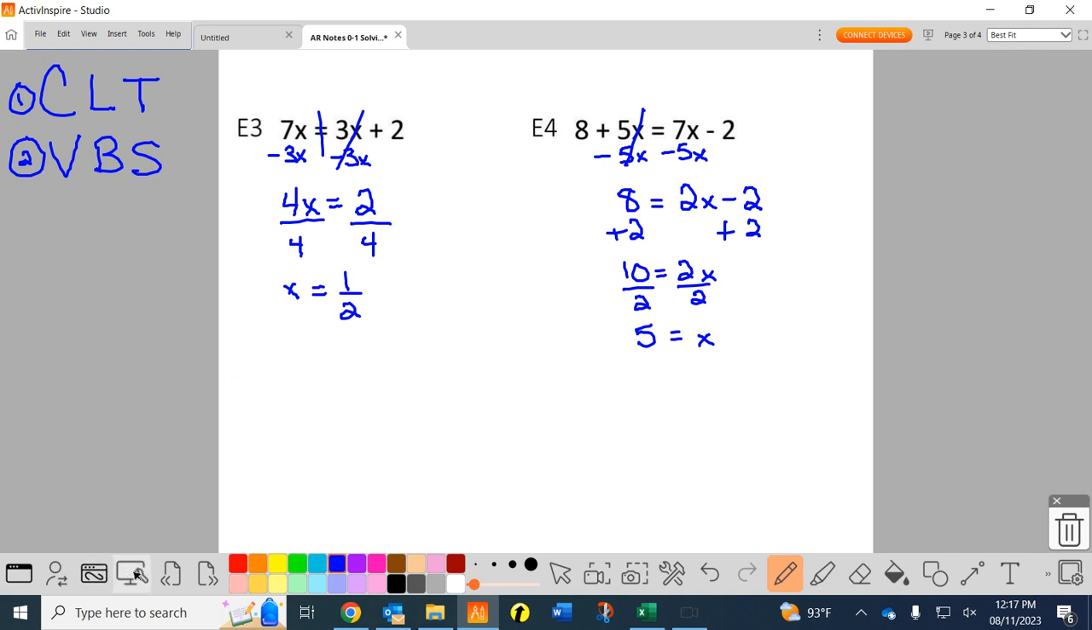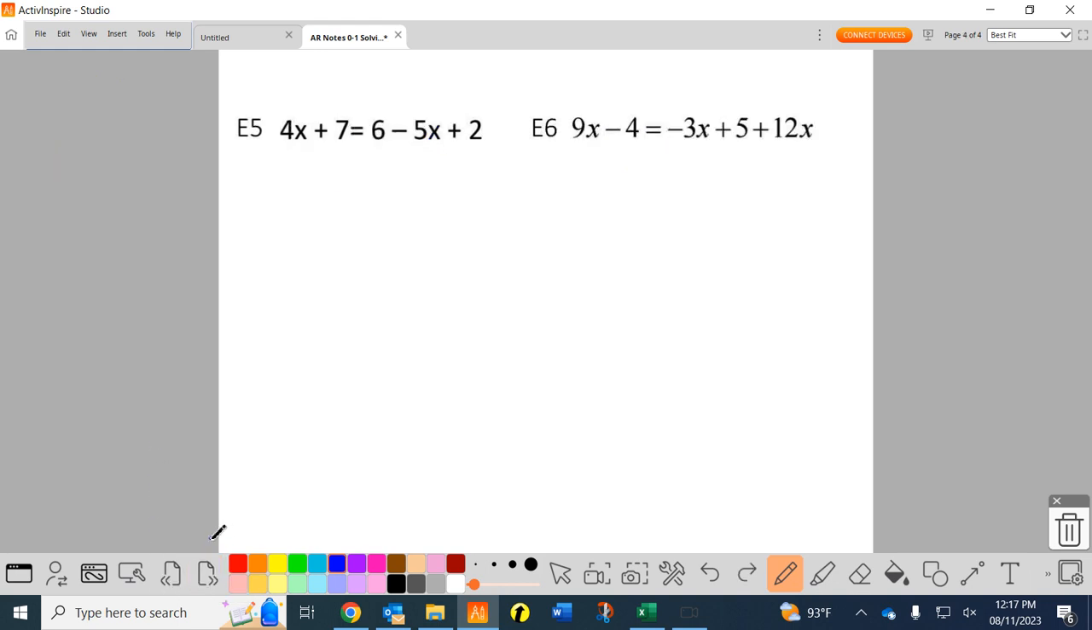Okay, guys, last two. Oh wait, anybody before I go on? I will stop. Anybody have any questions before I go on? Wonderful. Let's keep going. Last two today, guys. Okay, here we go. What would I do first on example number 5?